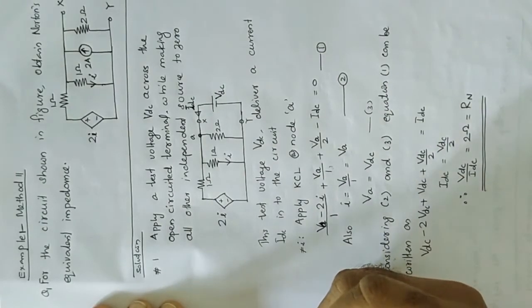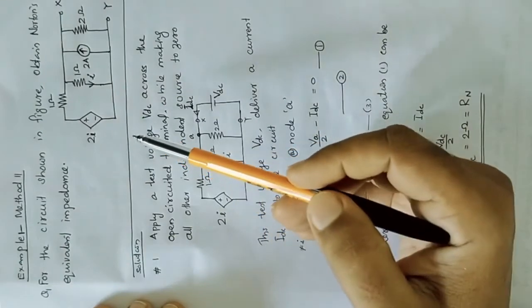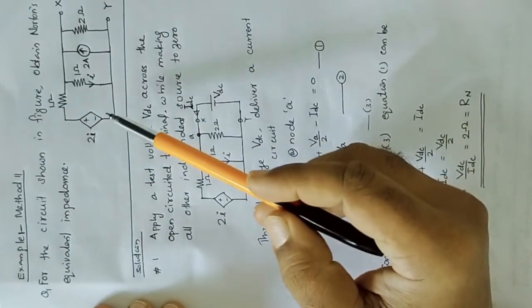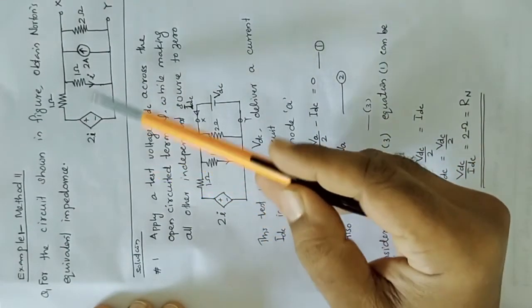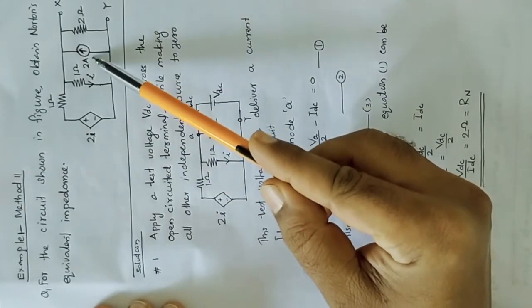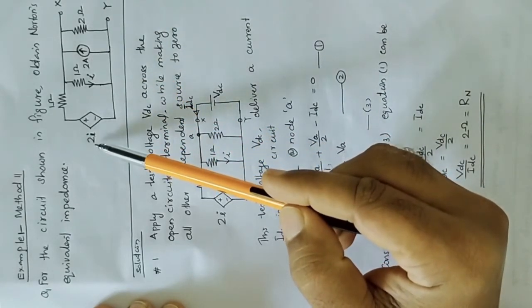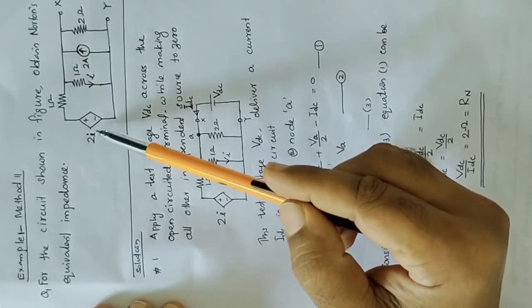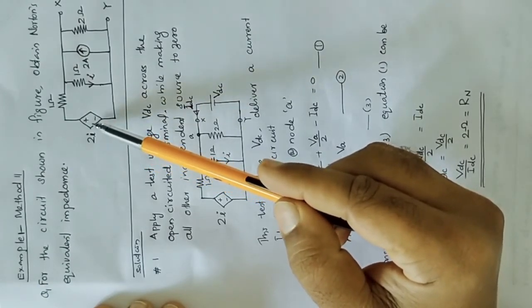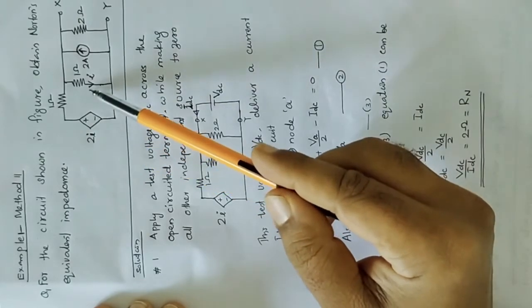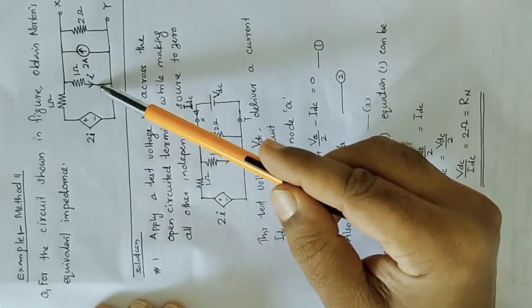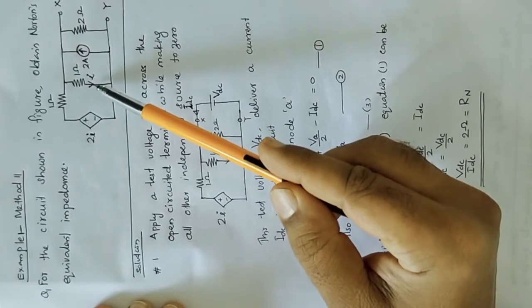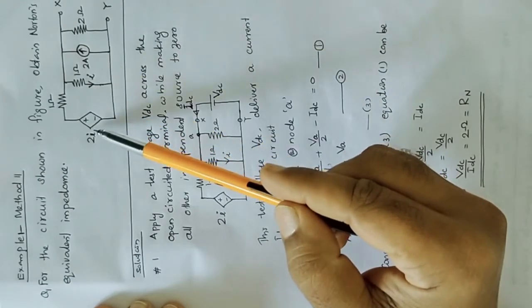In this session, we are going to discuss examples of how to find the Norton equivalent impedance using method 2. For that, first of all, let's consider this example. Here we have one independent current source and one dependent voltage source. The value of the voltage source is determined by the current flowing through this particular branch, so this is a current controlled voltage source.